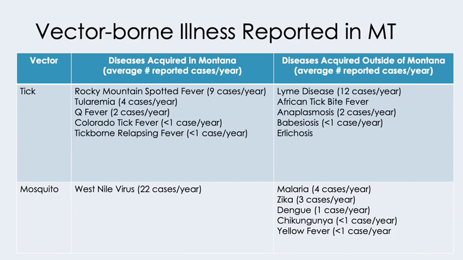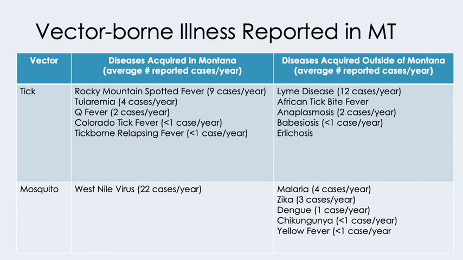So not all of the diseases mentioned in the previous slide are going to be relevant in day-to-day practice in Montana, although I do think that it is important to think about these changing patterns. This table on this slide shows the vector-borne illnesses that have been reported in Montana in recent years. And you can see on the left-hand side, diseases that have been acquired in Montana and reported with the average number of reported cases per year. And on the right-hand side, looking at diseases that have been reported in Montana but are believed to be acquired outside of Montana.